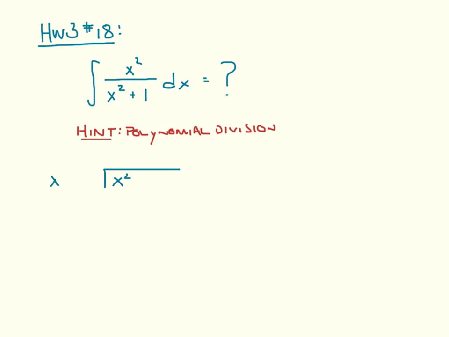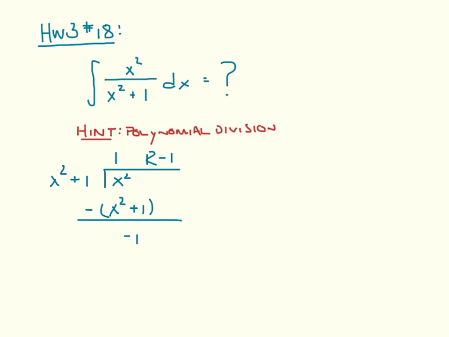So we're dividing x squared by x squared plus 1. We know that x squared plus 1 goes into x squared one time. We subtract x squared plus 1 from x squared. That leaves us with negative 1, and x squared doesn't go into negative 1. So we have a remainder of minus 1.